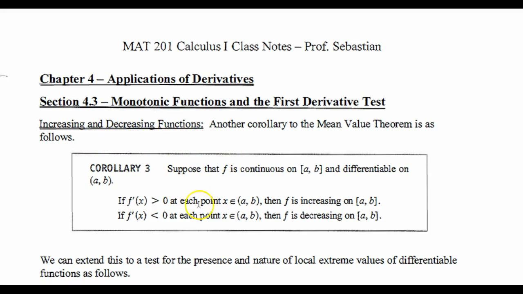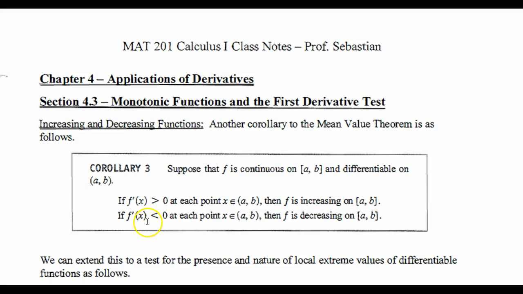And as a corollary to the mean value theorem, in Corollary 3, it's hopefully easy to see that if the derivative is always positive, if f prime of x is greater than 0 for every point in an interval a to b, then f is always increasing, because the only way you can have a positive sloping tangent line is if you have an increasing function. Likewise, if the derivative is negative, less than 0 at every point in an interval, then f is decreasing on that entire interval.